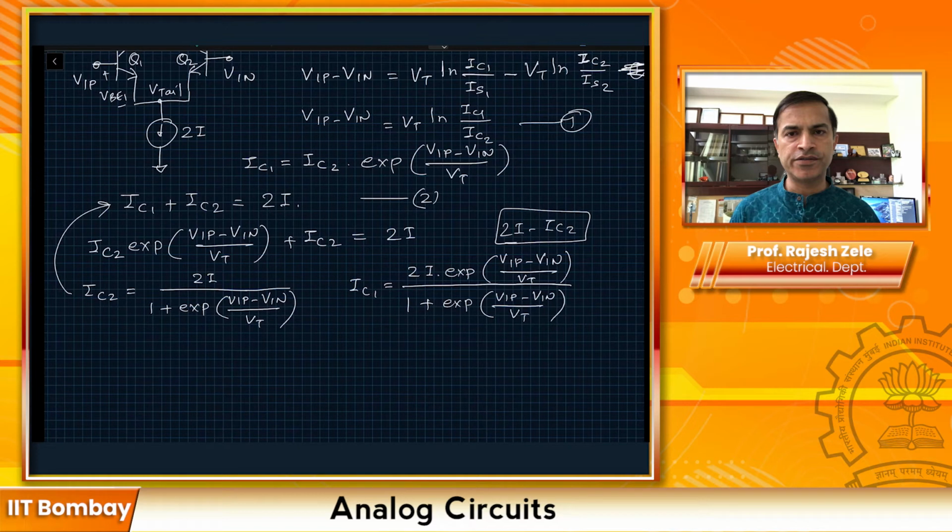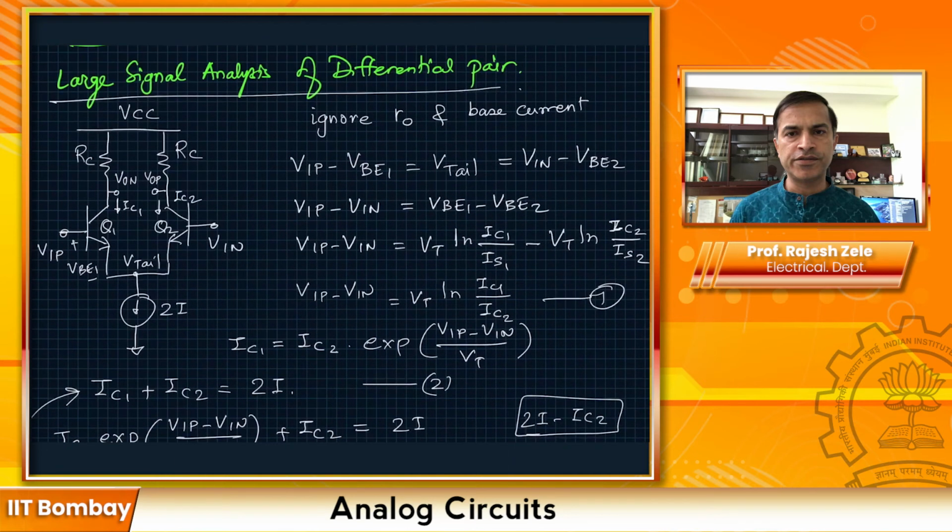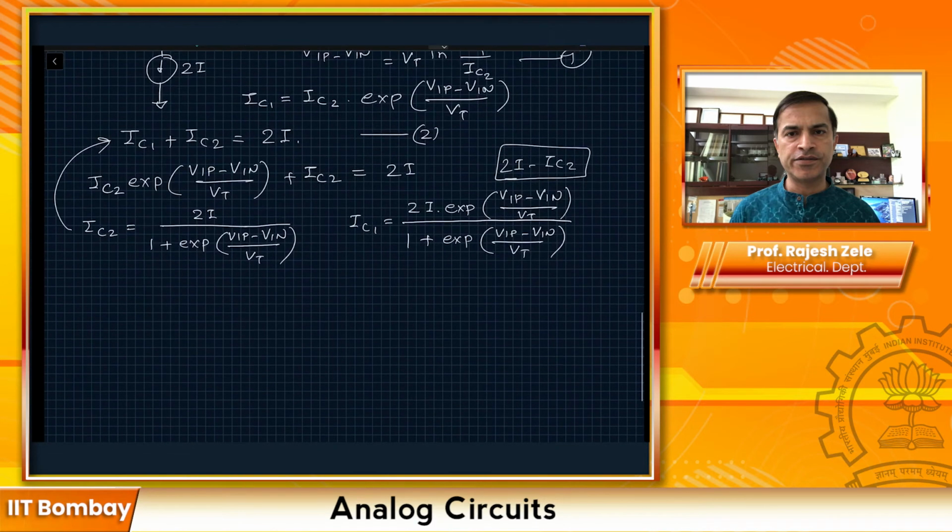So now we get IC1 and IC2, and what are we really looking for? What we are really looking for is you're applying a voltage VIP and VIN, and you're looking for VOP and VON. So what is VOP?